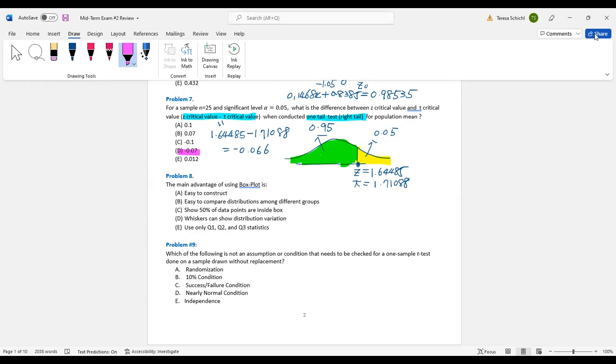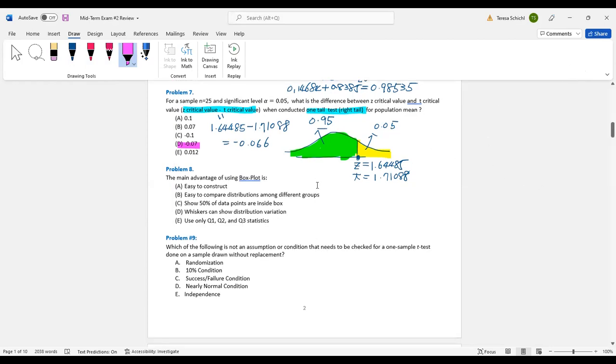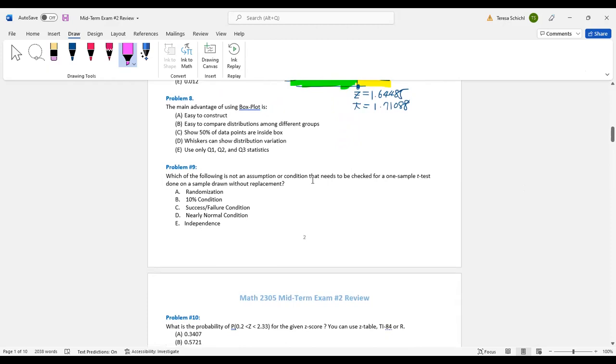Okay, let's take a look. All right, so let's see number 8 here. We learned from our lab how to do the box plot, right? So the box plot here, what is the main advantage of using the box plot? Like we talked about during our office hour, the box plot is not too easy to construct, especially if you don't have software. If you have a huge data set without software, probably it's not easy, but with the software, it's okay.